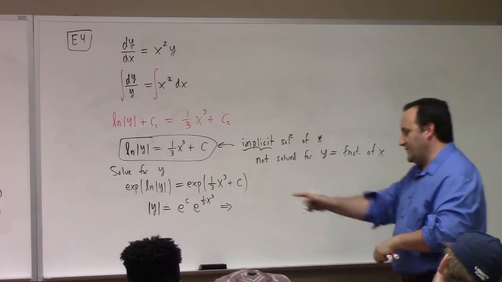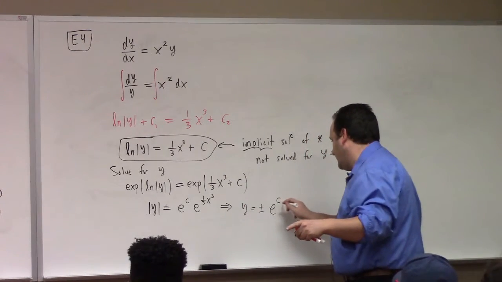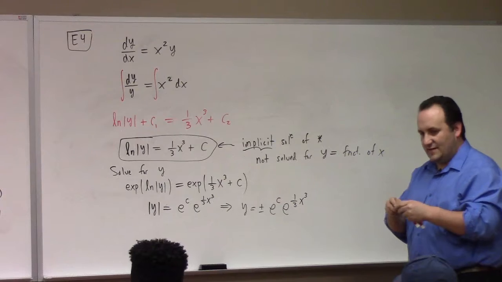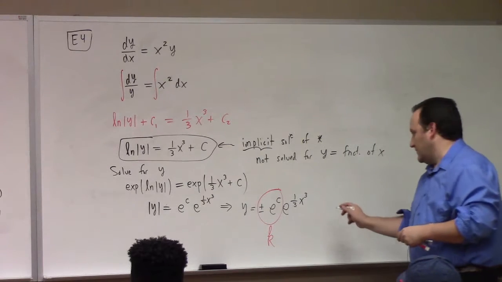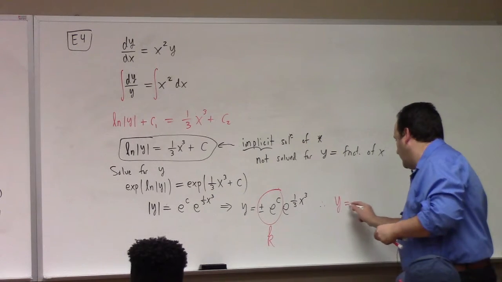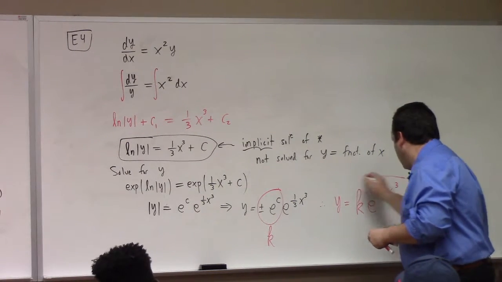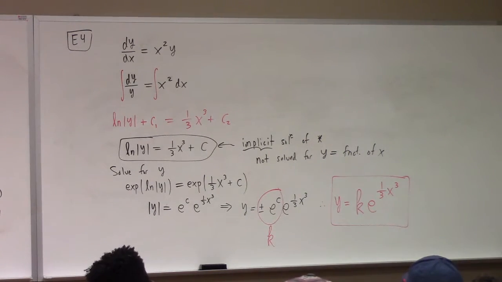Well, this is the absolute value of y. So what I can say is this: y is equal to plus or minus e to the c times e to the 1/3 x cubed, right? And that's such a hideous formula, we might as well just take this plus or minus e to the c and call it k. So our solution actually has the form y equals k e to the 1/3 x cubed. If we had an initial value given, we could figure out what k should be. Now, following my derivation, there's one value that k cannot logically be: 0, because it's plus or minus e to the c.